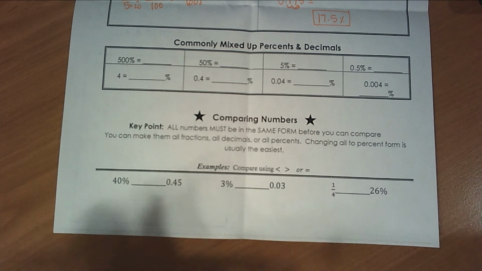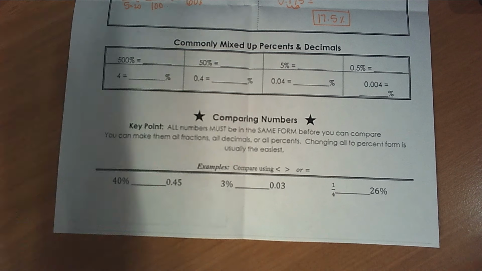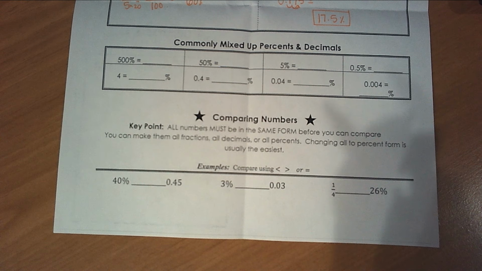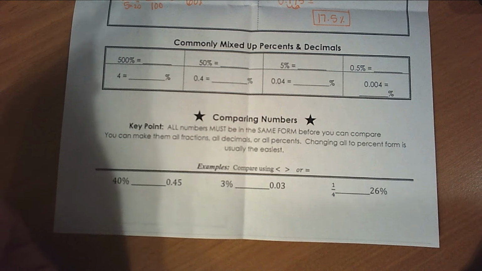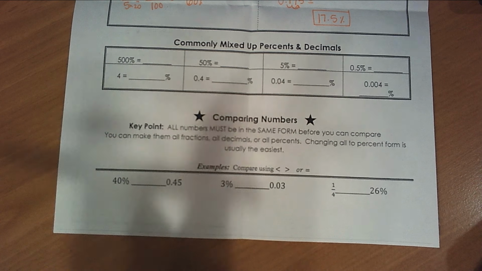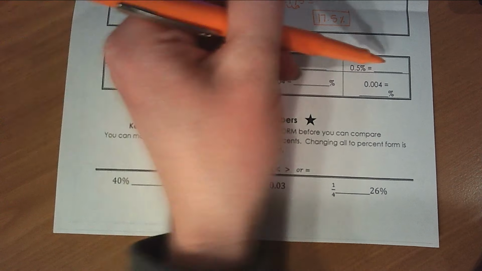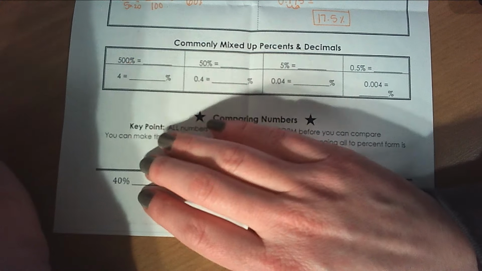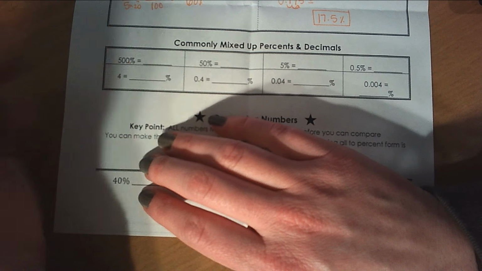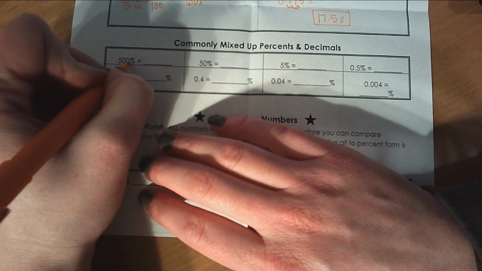So the last thing that we're going to do here is talk about some commonly mixed up percents and decimals, and comparing some decimals, percents, and fractions. The first thing is 500% written as a decimal. We're going to take all of these percentages and write them as decimals. When we take our decimal point, it's after the 0, because 500 is a whole number. It's at the end here.